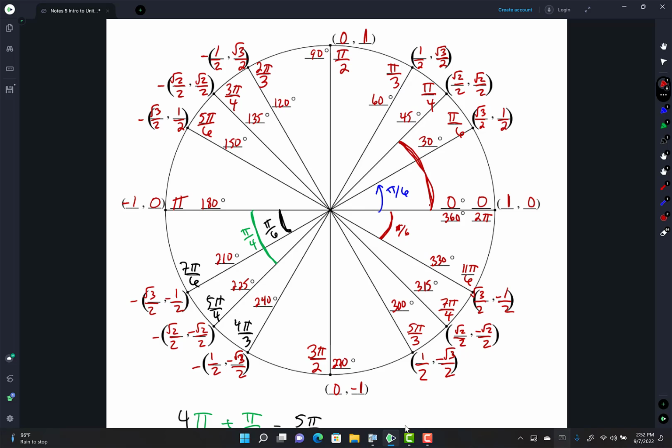Pi over 3, quadrant 2. 2 pi over 3. In quadrant 3, the numerator is 1 more than the denominator. 7 pi over 6. 5 pi over 4. In quadrant 4, double the denominator, subtract 1. Double the 6 is 12, subtract 1 is 11.